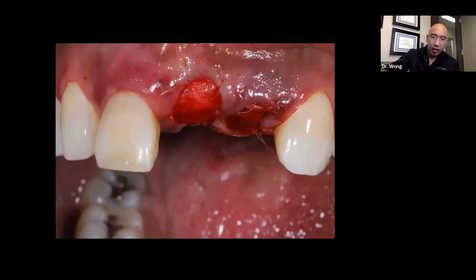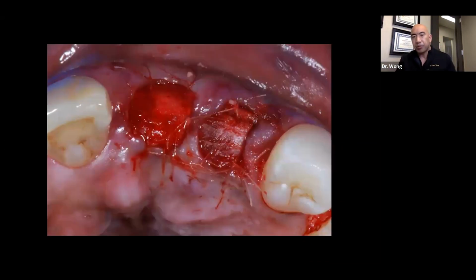And then you're just going to do a figure 8 suture with chromic gut or whatever you feel like. This happens to be Vicryl. Chromic gut is fine. And that's how you're going to close it. Remember, don't overpack the socket. You've got to have some room for the gum tissue to close over the top of the socket graft.